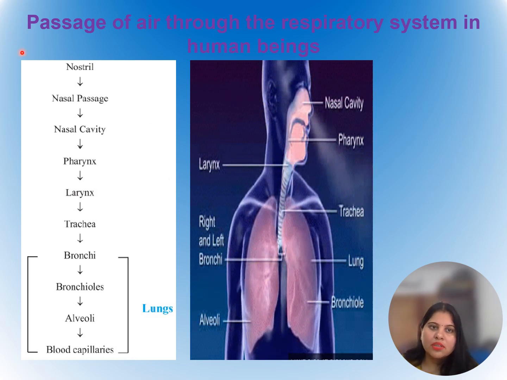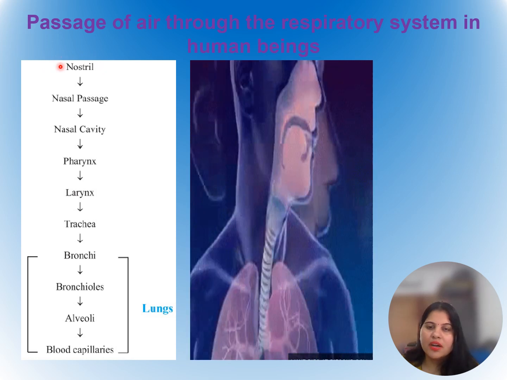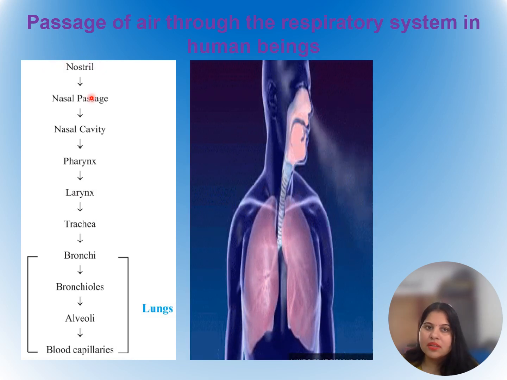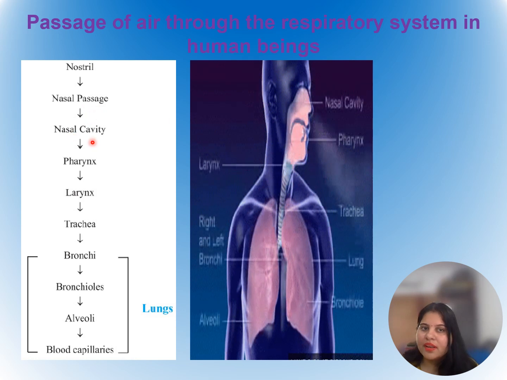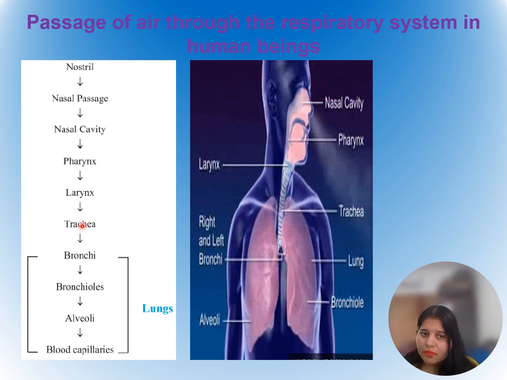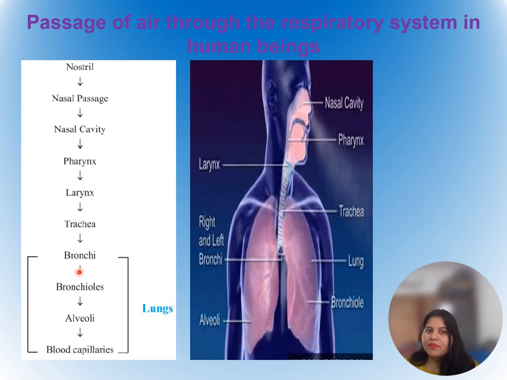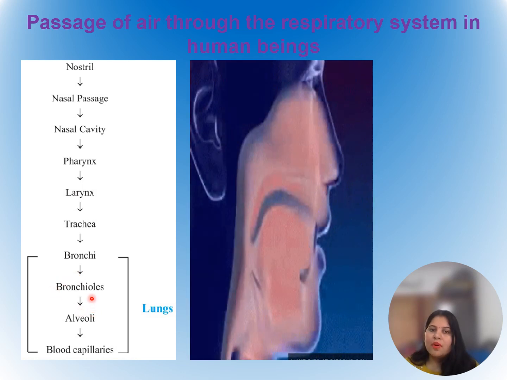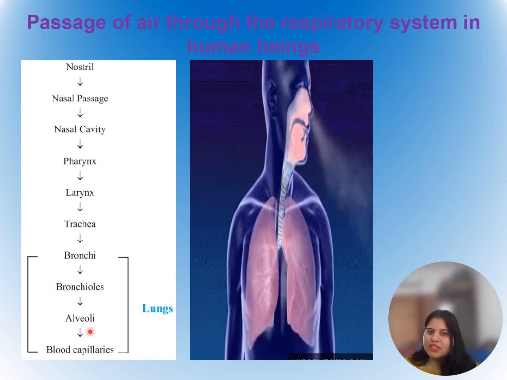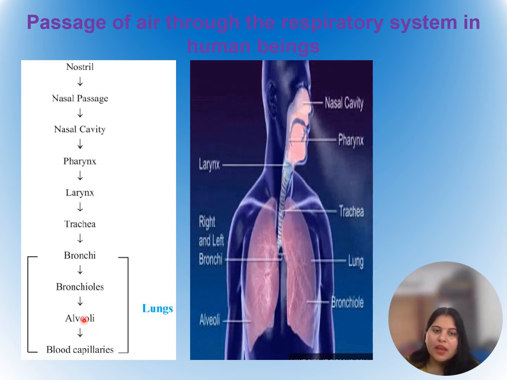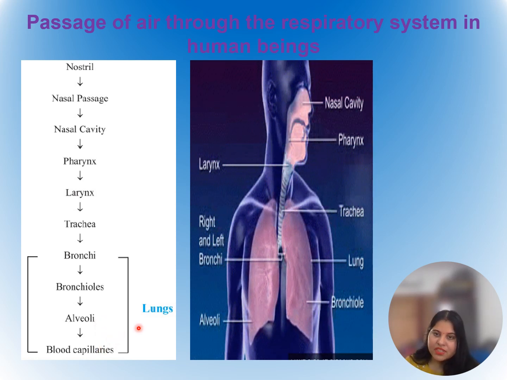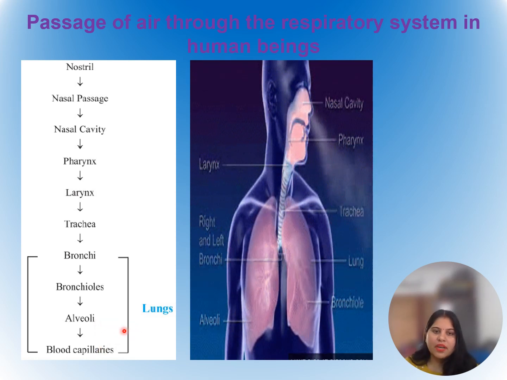So you have to learn this flowchart. Firstly, air enters our nostril, then nasal passage, then nasal cavity, then pharynx, then larynx, then trachea. Now, from trachea, bronchi originate, and bronchi further subdivide into bronchioles, and bronchiole then divide to form balloon-like structures that are known as alveoli, and alveoli are in direct contact with the blood capillaries through which exchange of gases takes place. Which gases? Oxygen and carbon dioxide gas.